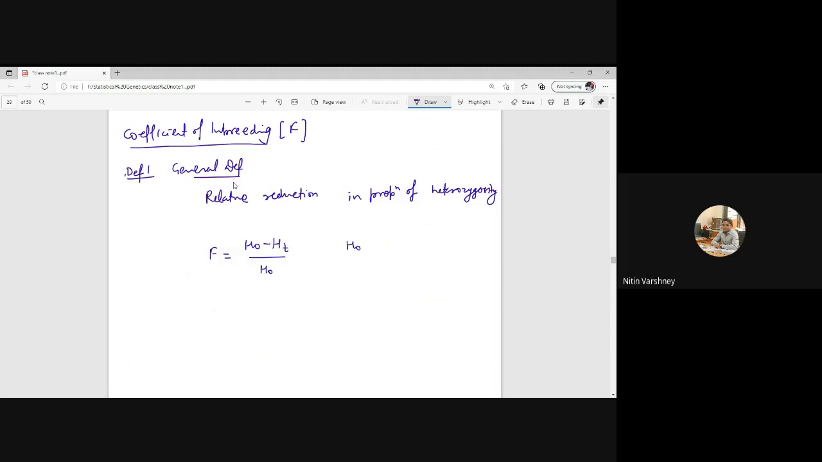What is H naught? H naught is the initial proportion of the heterozygous. And HT is what? Proportion after T generation.